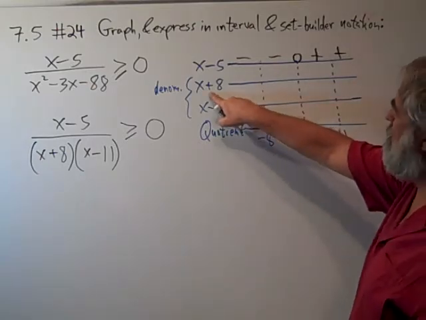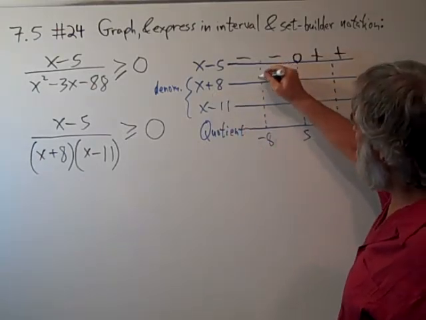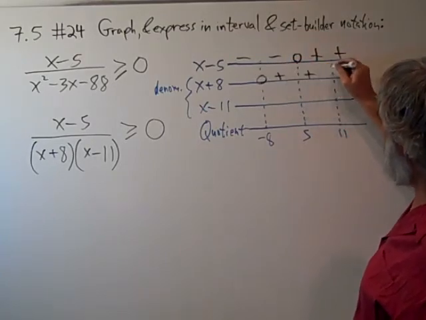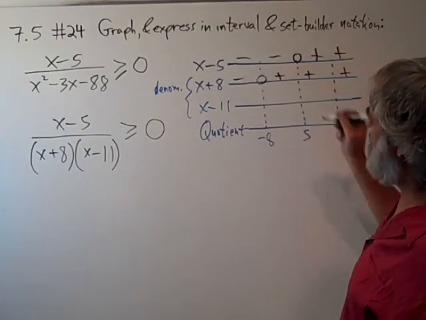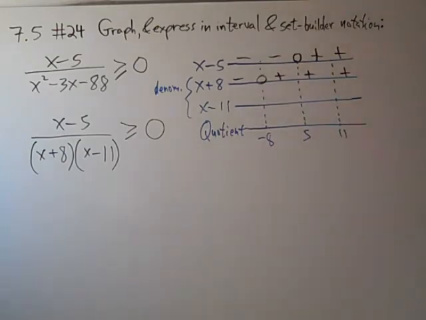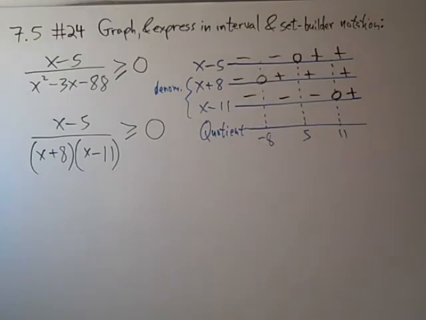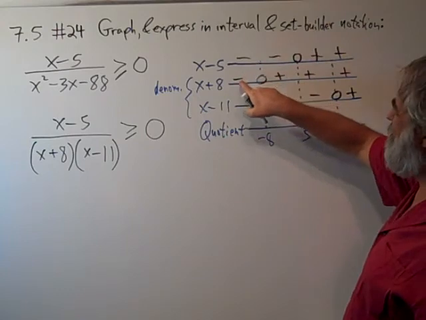X plus 8 is equal to 0 when x equals negative 8. If x is larger than negative 8, this binomial is positive. Less than negative 8, x plus 8 is negative. X minus 11 is 0 when x equals 11. And if x is larger than 11, then x minus 11 is positive. Otherwise, it's negative. So now we have a negative times a negative divided by a negative divided by a negative.